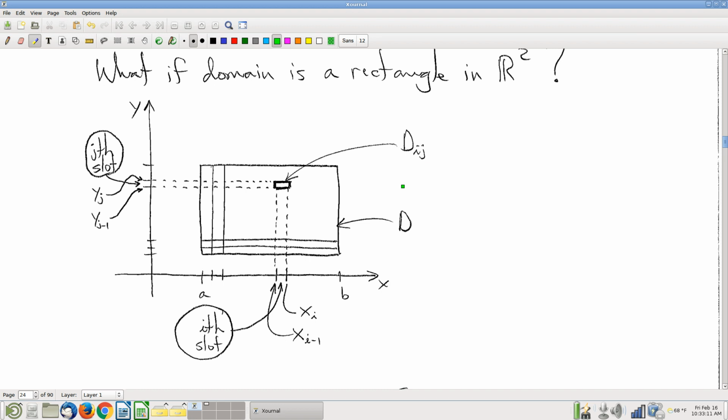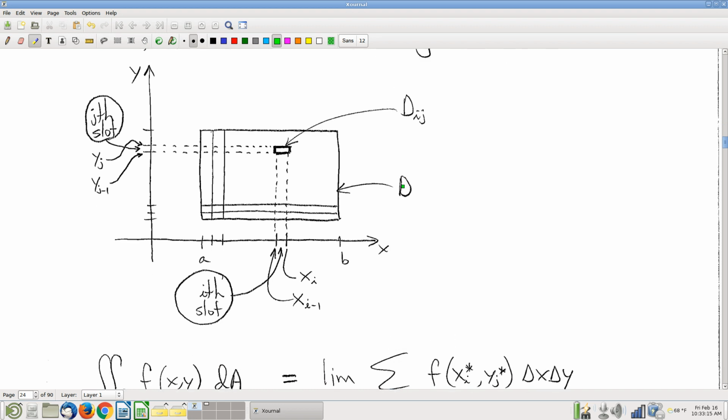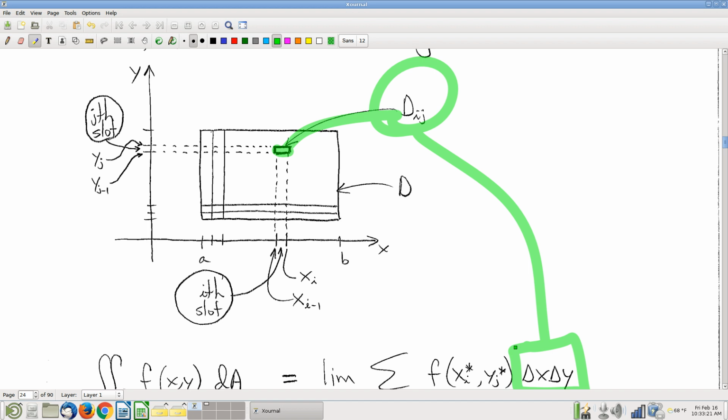All right. So, by the way, what's the area of that little sub-rectangle? That's not a big stretch, I hope. But that sub-rectangle, its area is delta x times delta y. I mean, delta x is the width, delta y is the height. So that's how you compute areas.